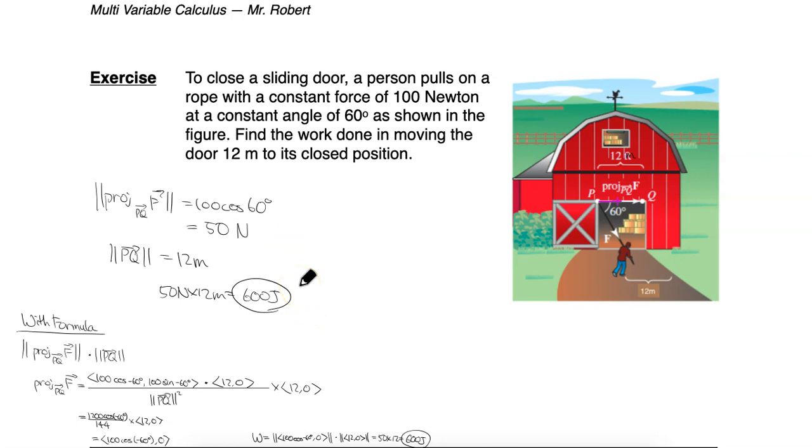If we want to use the formula in all its beauty, just because not all examples are going to be that easy, then this is what it looks like. It's the projection of F onto PQ times the magnitude of PQ. So this is what you would do: u dot v over v squared times vector v. And once you do that, you can just multiply by the magnitude of v, which is 12, since v is 12, 0, and of course you get the same answer in the end.